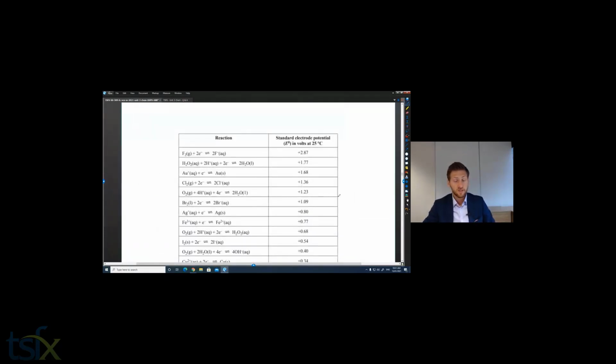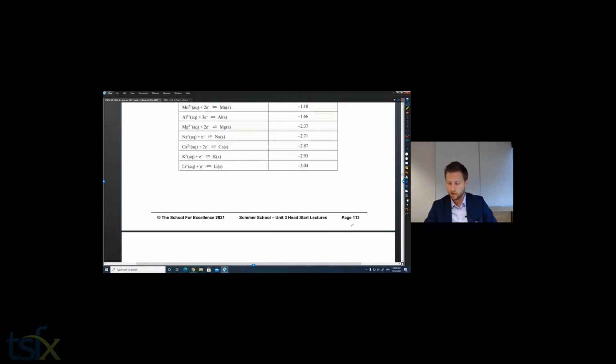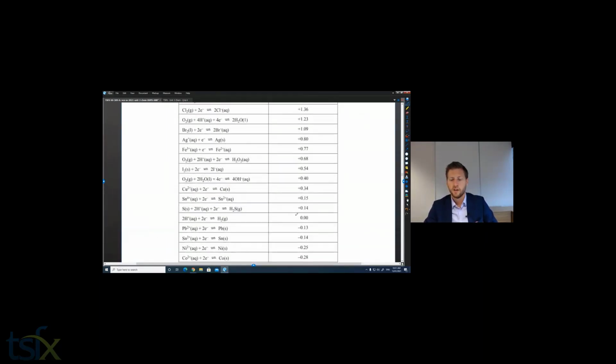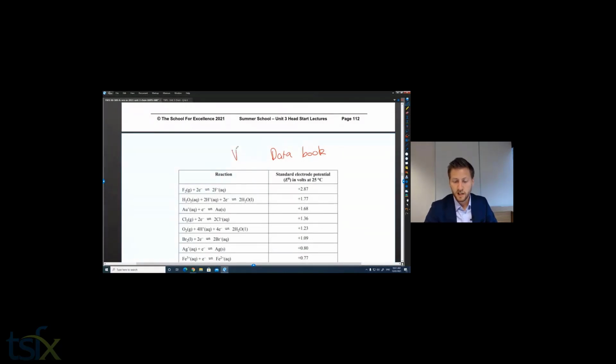So you might have seen this series before. This is in the data book, right at the beginning, page 3 or 4. Obviously page 113 of our booklet, but this is in the VCAA data book, so make sure you're familiar with this.